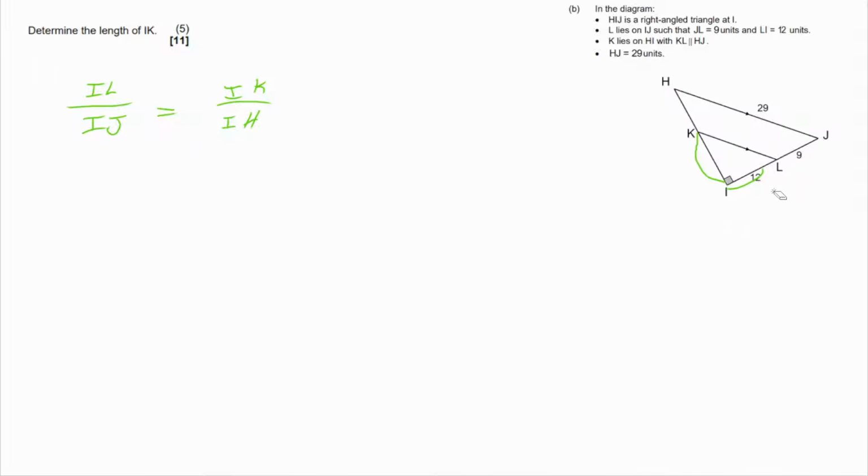You can even do this, where you're saying IK over KH is equal to IL over LJ. So there's a few different ratios we can do, but the main thing is they're always with the sides of the triangle, never these bases. But it is very true that if we do this side over this base, it is going to be equal to this side over this base.